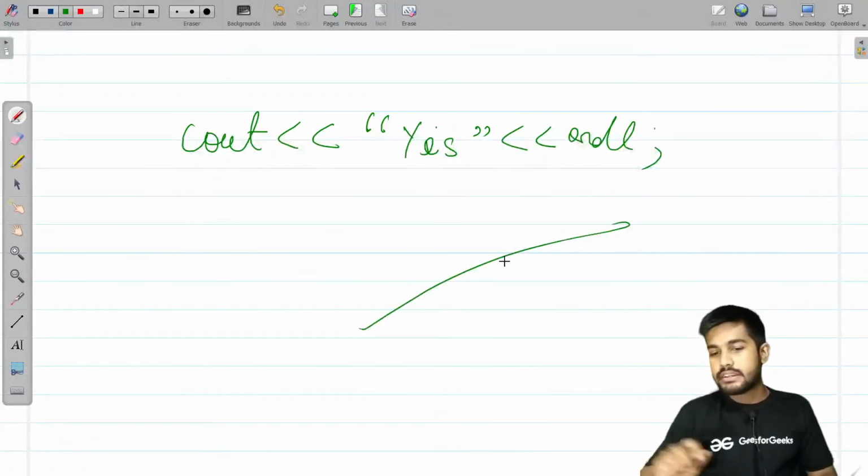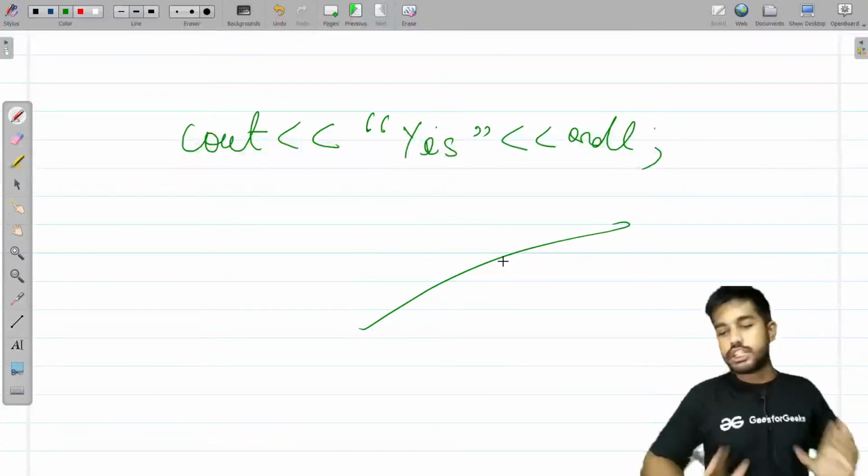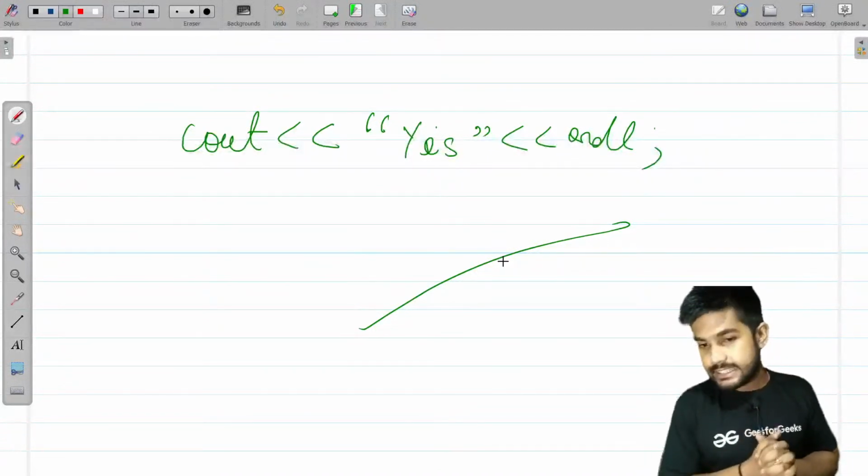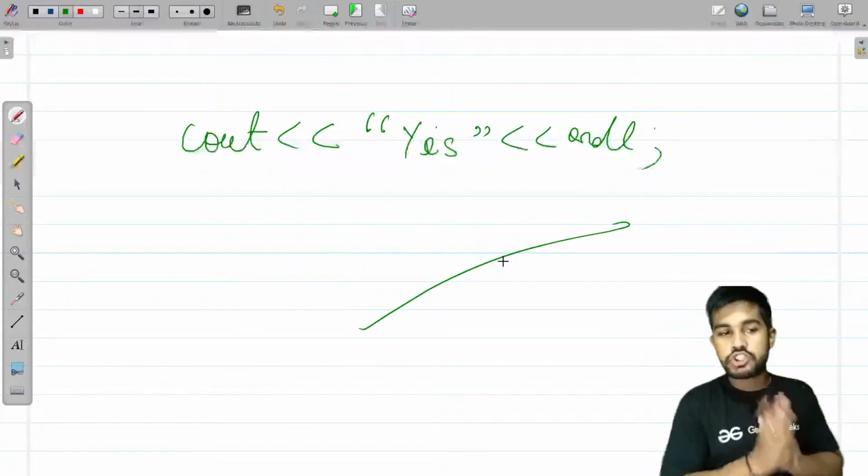So am I clear? So am I clear with this approach or not? Just can I have a quick +1 in the chat? That am I clear with this approach or not?